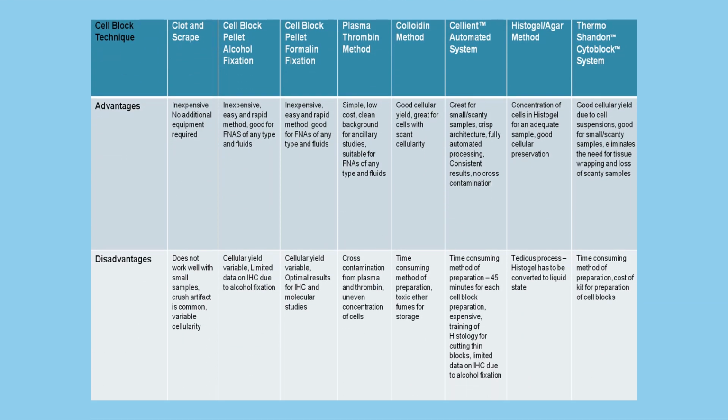So now we have different cell block techniques. We have the clot and scrape, the cell block pellet alcohol fixation, the cell block pellet formalin fixation, the plasma thrombin method, the collodion method, the Cellient automated system, the HistoGel agar method, and the Thermo Shandon Cytoblock system. So of course, different techniques have their own different advantages and disadvantages. So just please go over this.